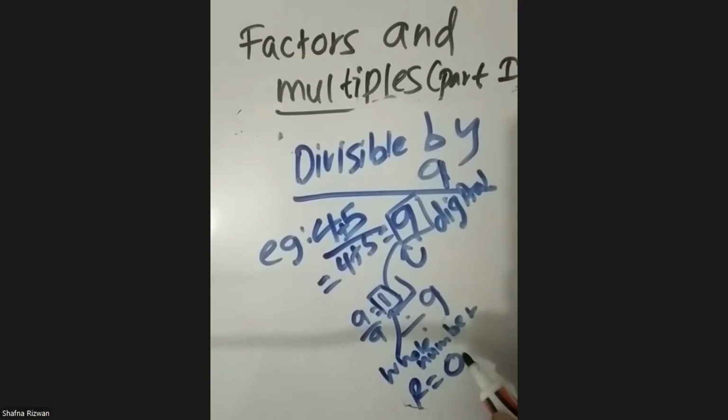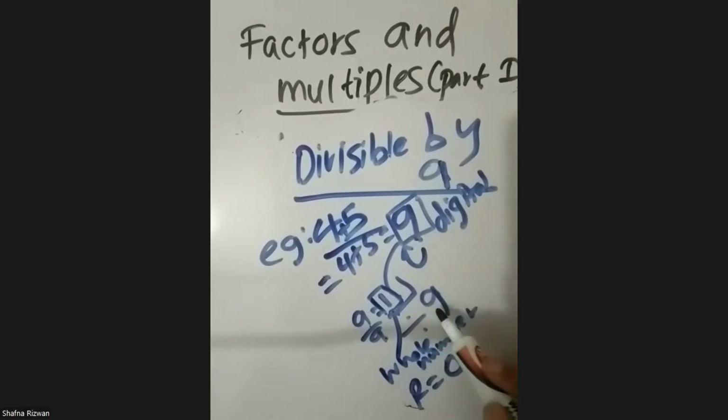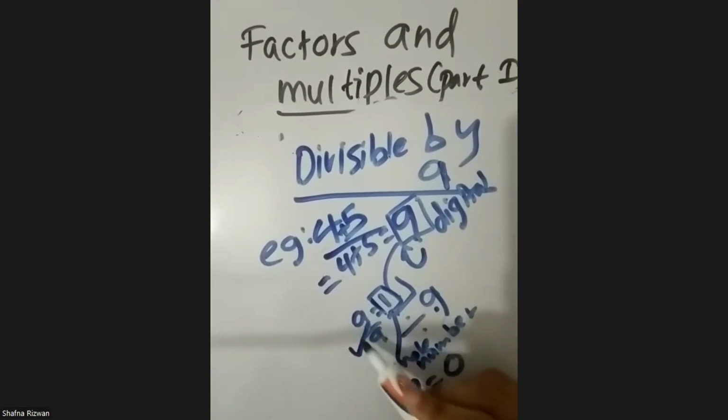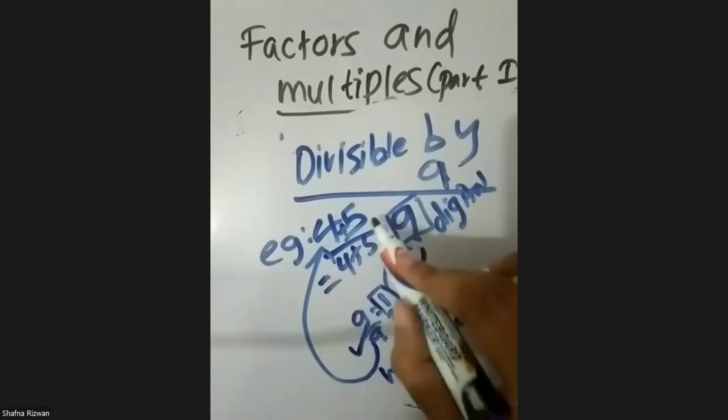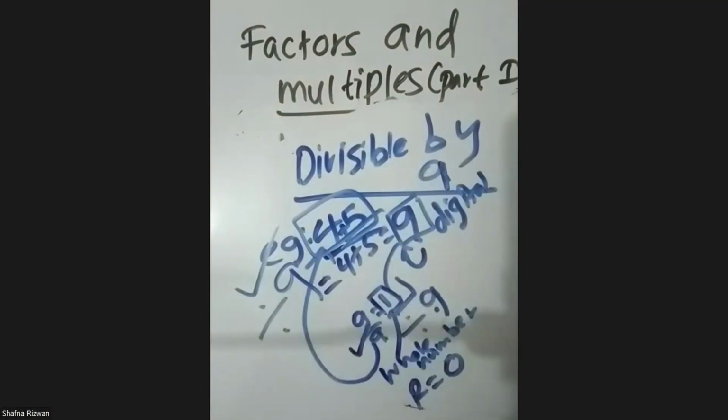Then what can you understand? This 9 is divisible by 9. So if this digital root 9 is divisible by 9, then you can understand that your whole number 45 is automatically divisible by 9.